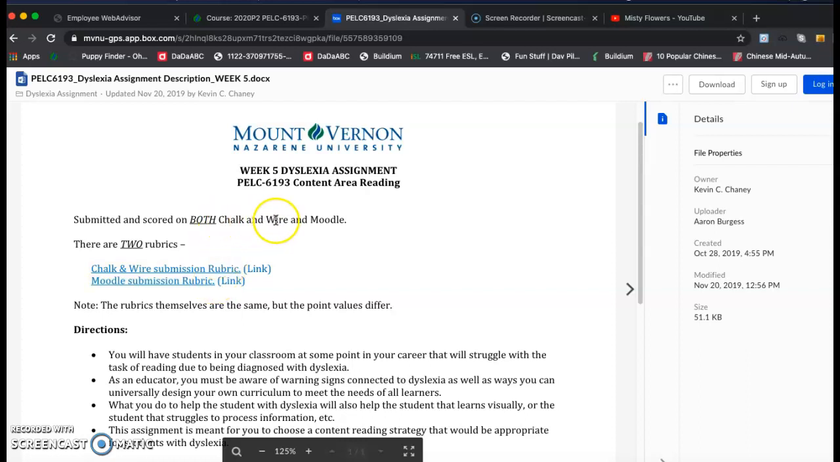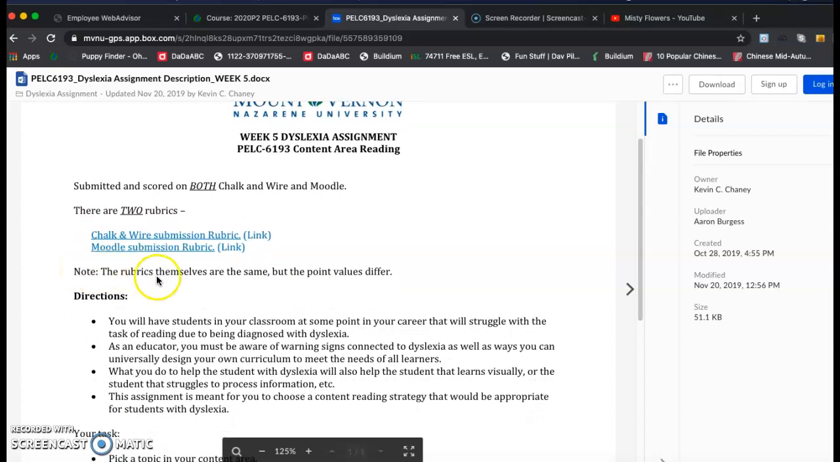When you submit to Chalk and Wire, please be sure that your artifact reflection and your dyslexia assignment both are showing. That's going to save each of us a lot of time and headache if you do that when you first submit. As I said in the syllabus overview, the rubrics themselves for Chalk and Wire and Moodle are the same, but the point values differ.